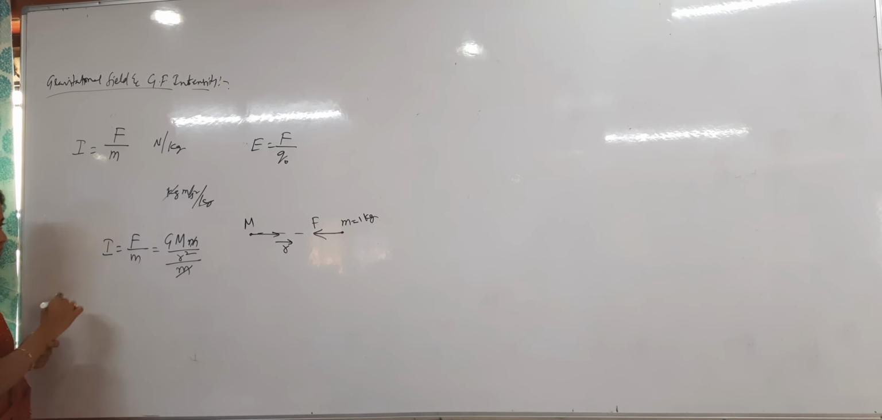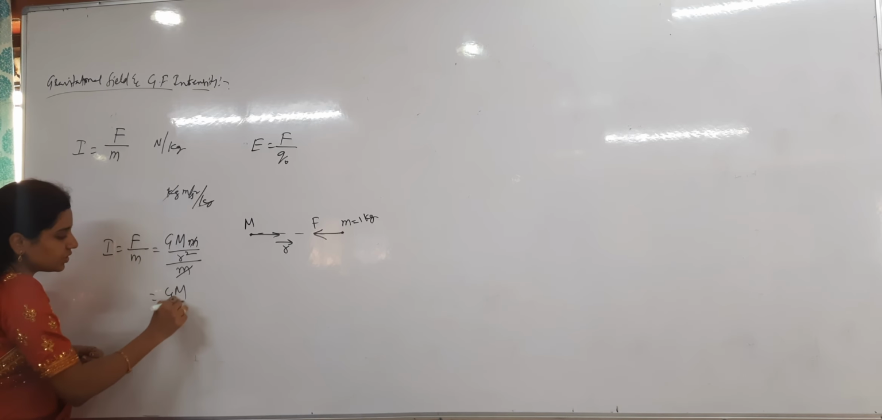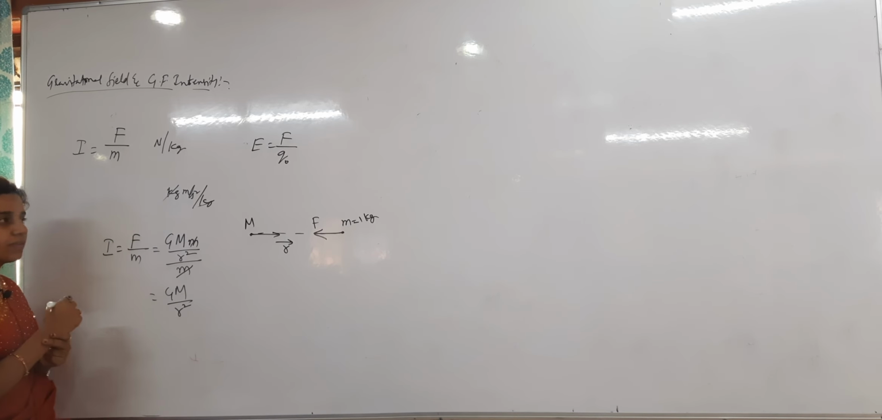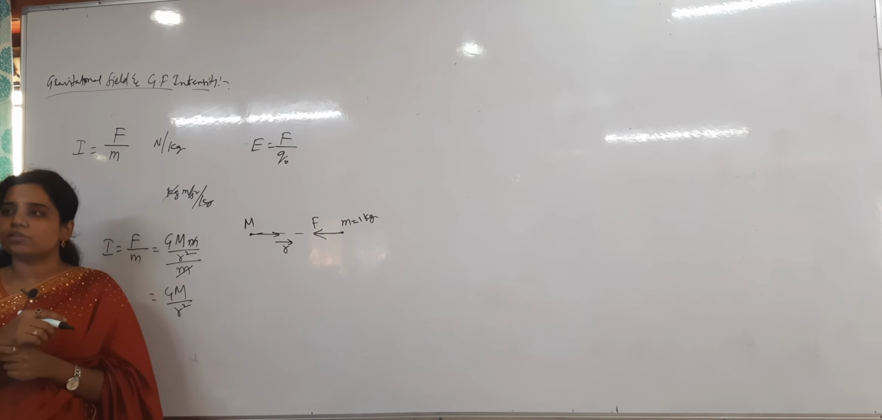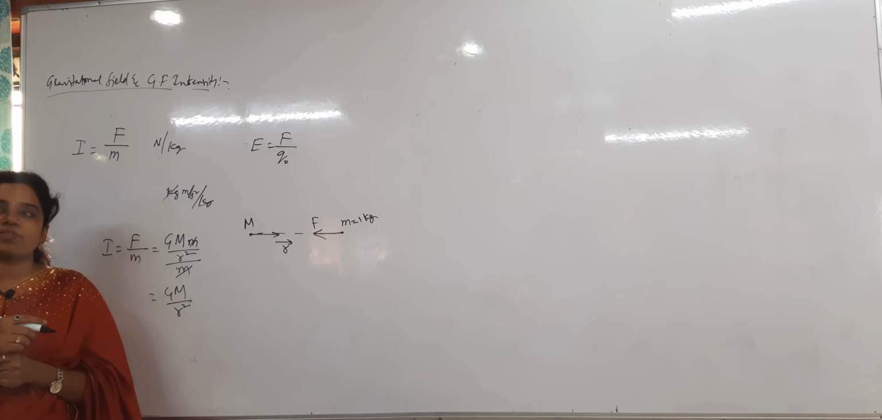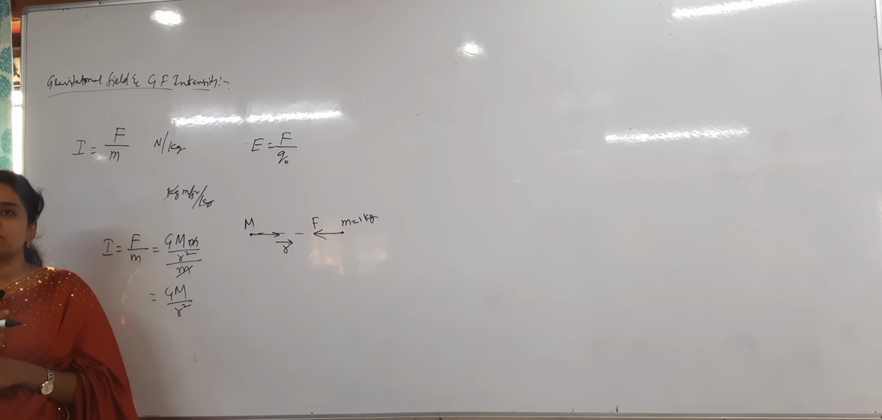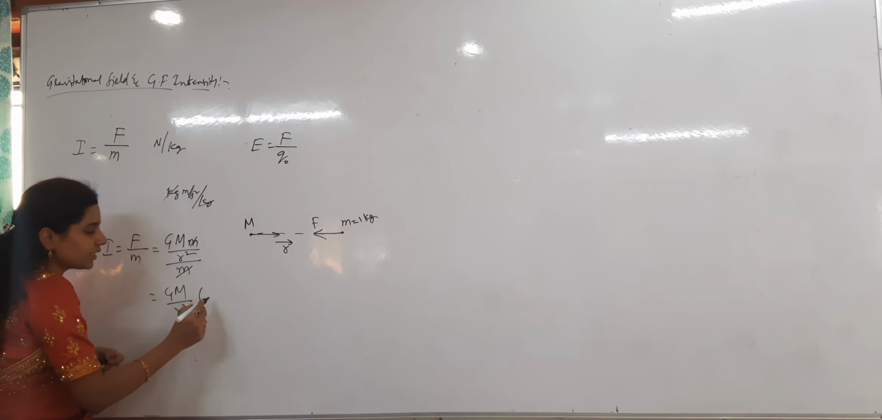This m, and then m is how much? 1 kg only. Then what is remaining for us? GM by R square. And also it is a vector quantity, so we have to discuss it with the position vector also. So to get the vector form, what do you have to do? You have to multiply with the unit vector. So that unit position vector is how much?